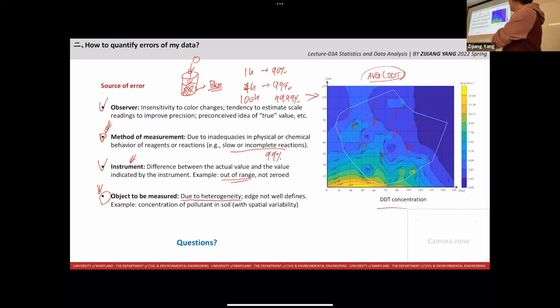We know as the reaction goes, the rate will go down. But in practice, we may not be able to wait 100 hours. We may only wait for 4 hours. And in this case, the reaction is not complete, so we cannot get the true result. And in this case, we will introduce some errors.